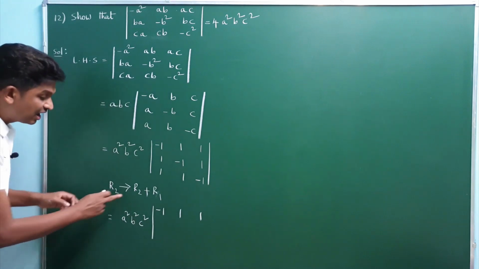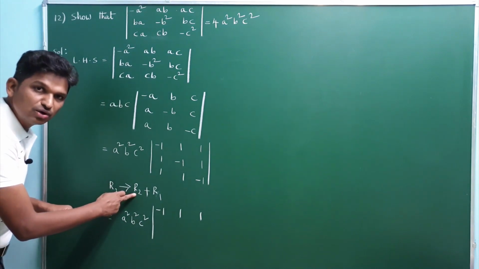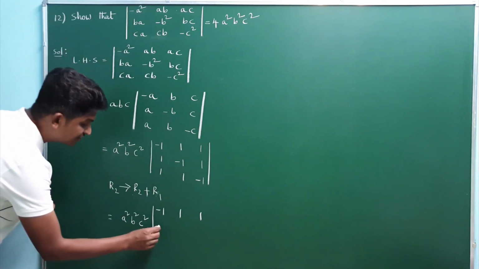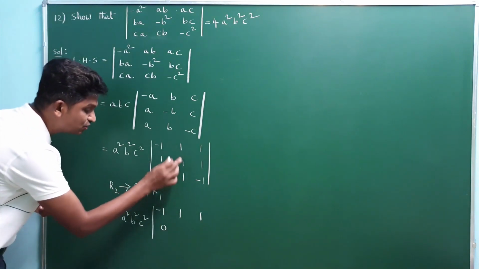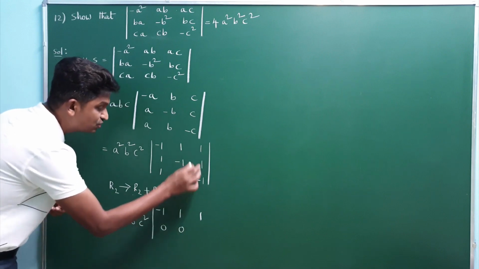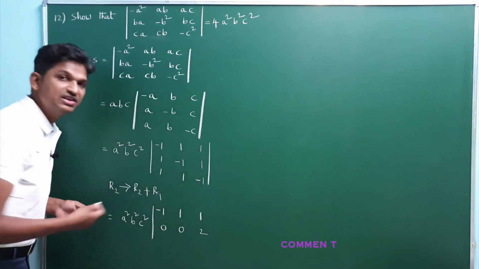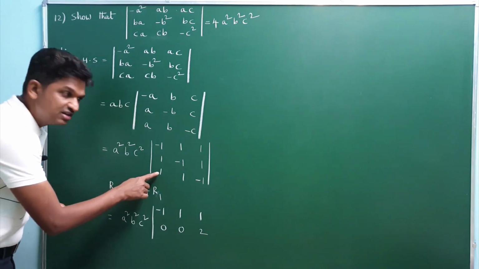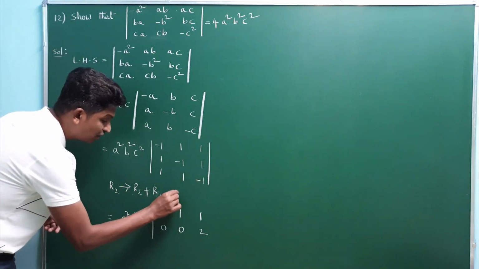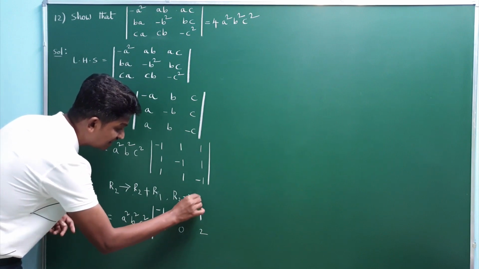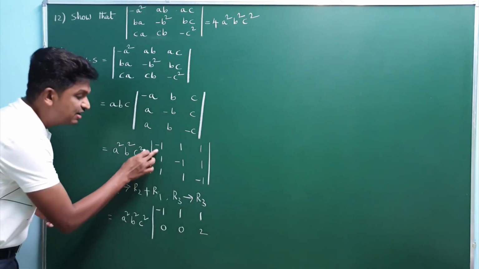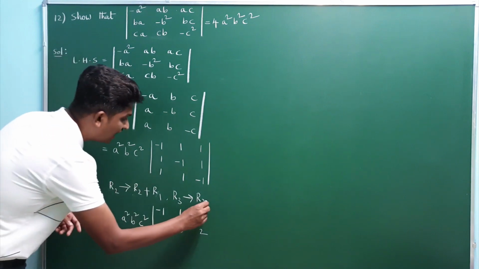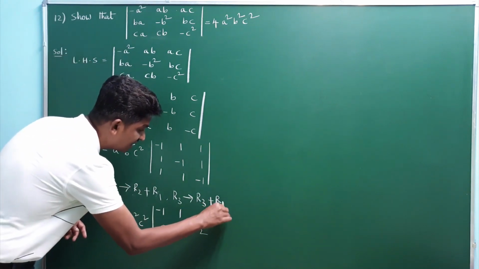R2 changes. All the elements of R2 are added to the corresponding elements of R1. See, add these two elements, what will you get? 0. Add these two elements, what will you get? 0. Add these two elements, what will you get? 2. 1 plus 1 is 2. Okay. Now, I want to make this element also 0. This is in which row? This is in the third row. I'll write it like this: R3 changes as R3. This element plus this element will become 0, right? So R3 plus R1. I'll write this operation.